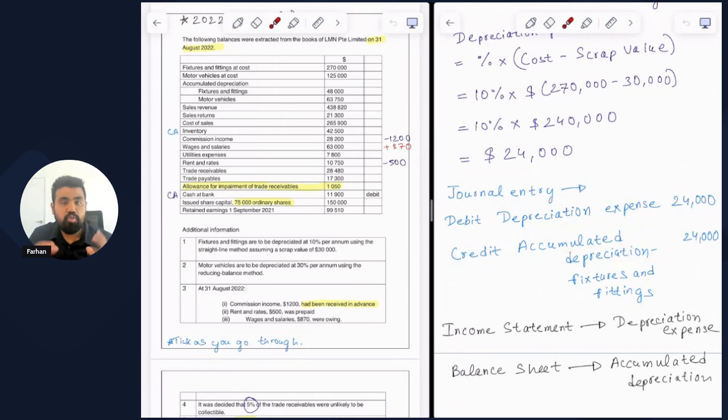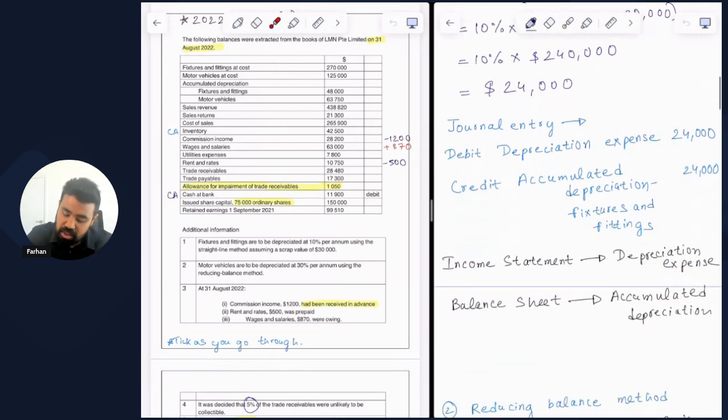Now, how does this work with the financial statements that we have, such as the income statement or the statement of financial performance? In the income statement or the statement of financial performance, we have to record the depreciation expense or the depreciation for fixtures and fittings as $24,000. And then in the balance sheet, which is the statement of financial position, you need to show the accumulated depreciation of fixtures and fittings. So what would be the accumulated depreciation for fixtures and fittings in the balance sheet?